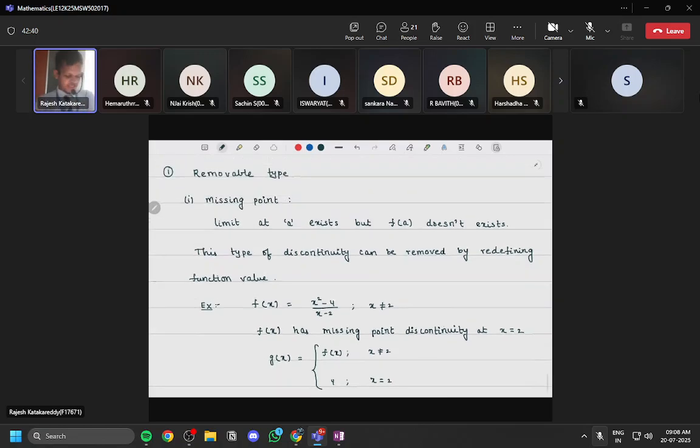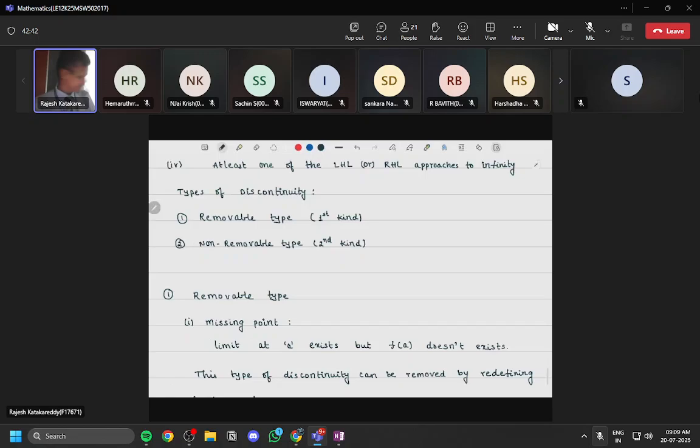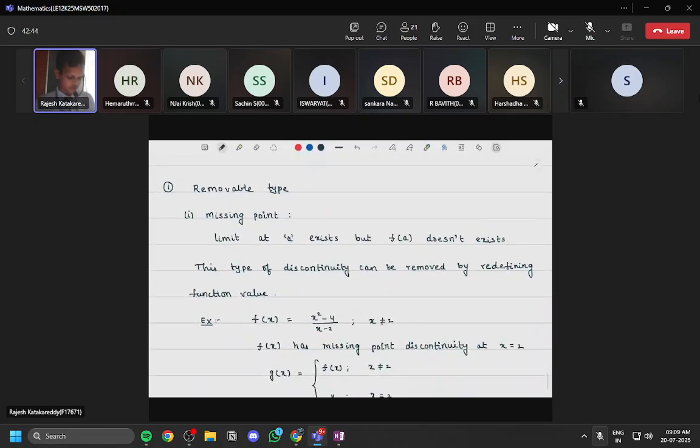So next is isolated point discontinuity. Second one, this one in removable type, that also we can make continuous.